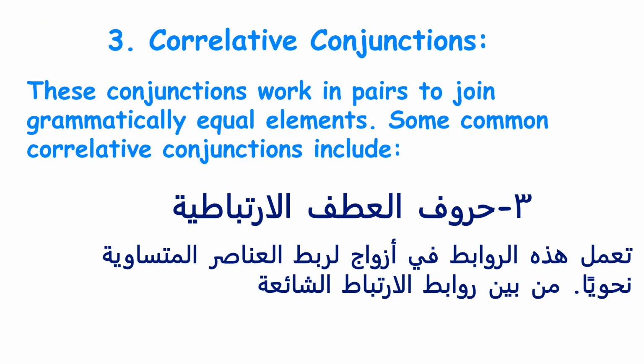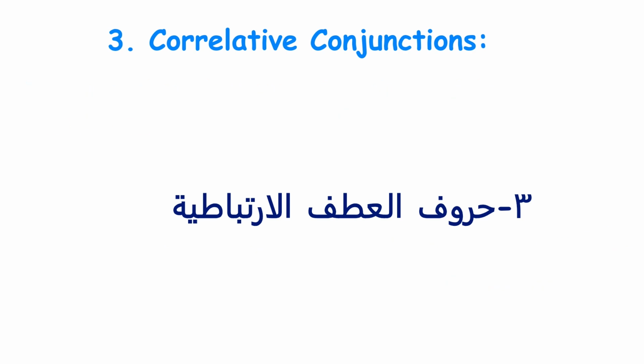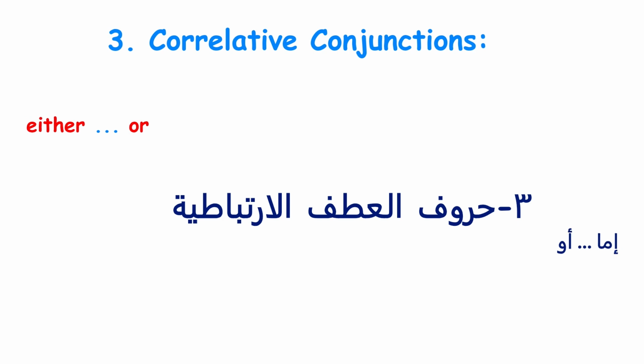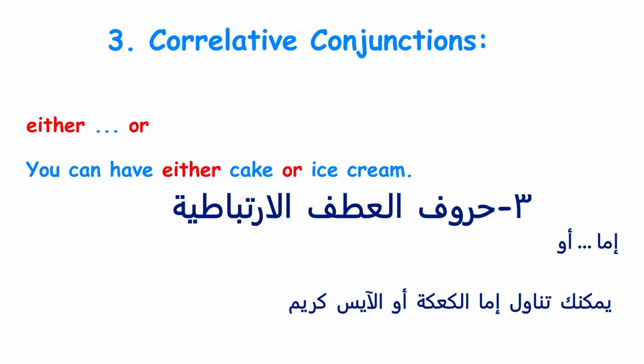3. Correlative conjunctions. These conjunctions work in pairs to join grammatically equal elements. Some common correlative conjunctions include both... and. Example, both the cat and the dog are asleep. Either... or. Example, you can have either cake or ice cream.